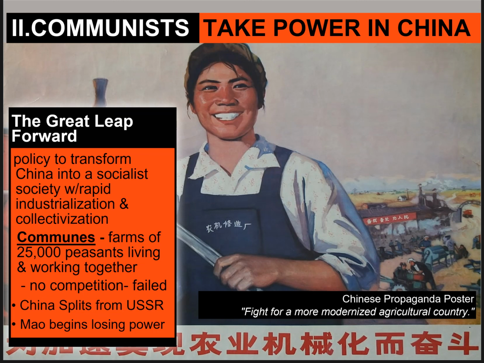In 1966, he urged China's young people to learn revolution by making revolution. Millions of high school and college students responded. They left their classrooms and formed militia units called Red Guards.